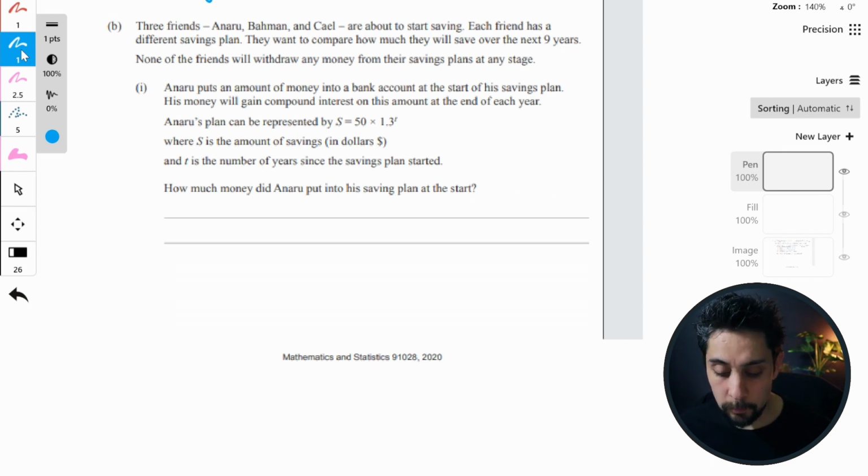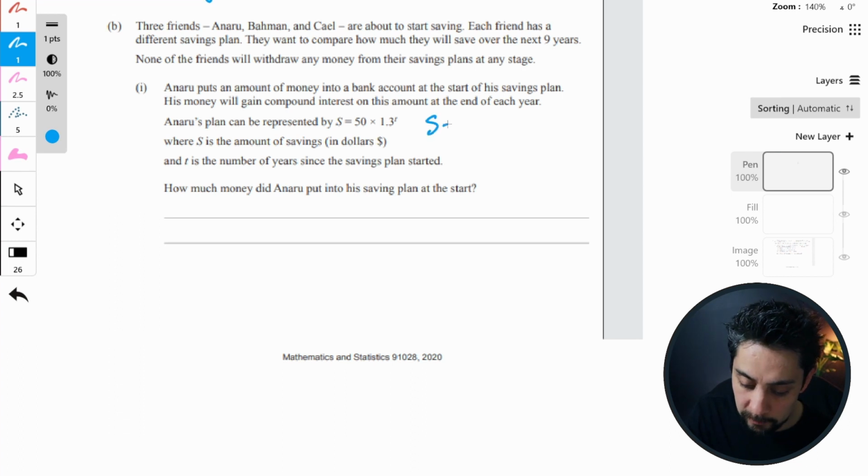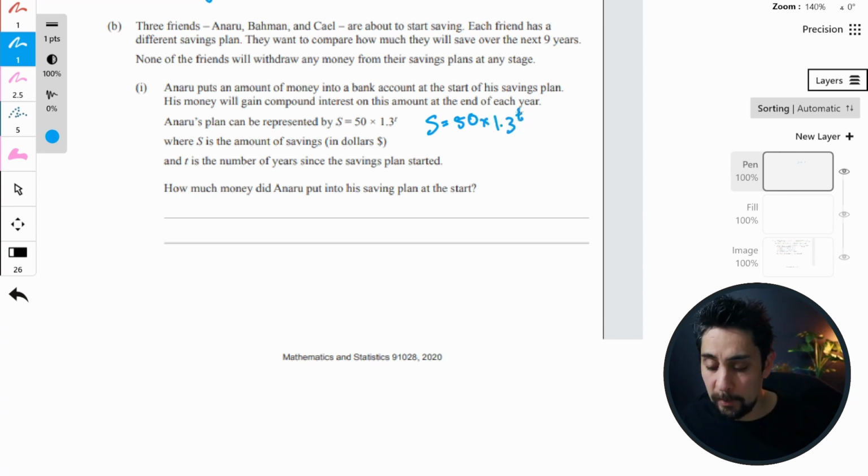Anadu puts a small amount of money into a bank at the start of his savings plan. His money will gain compound interest on this amount at the end of each year. His plan, I'm just going to rewrite this as S equals 50 times 1.3 to the power of t. I like to rewrite the equations in my own handwriting, first off, because I can read my own handwriting better than I can read this Times New Roman.